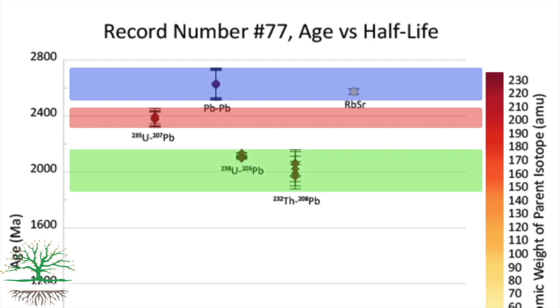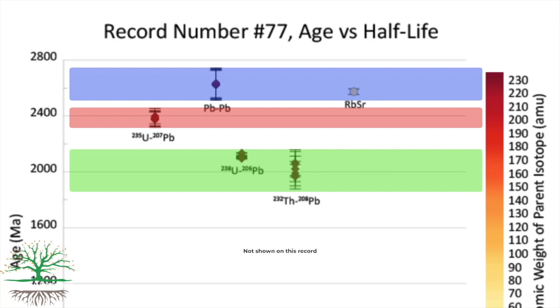And then we have these 2 systems, uranium-238 to lead-206 and thorium-232 to lead-208. The uranium to lead pair record an age of about 2,100,000,000 years, and the thorium to lead pair record an age of about 2 billion years. Notice once again that these error bars do not cross any of the other isotope systems.